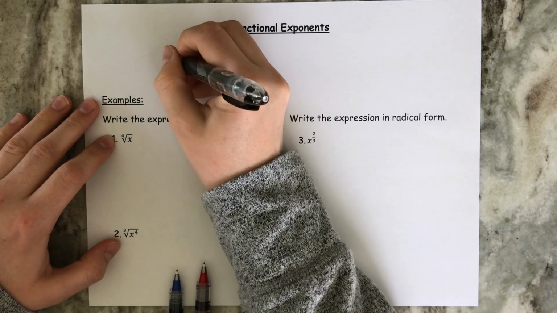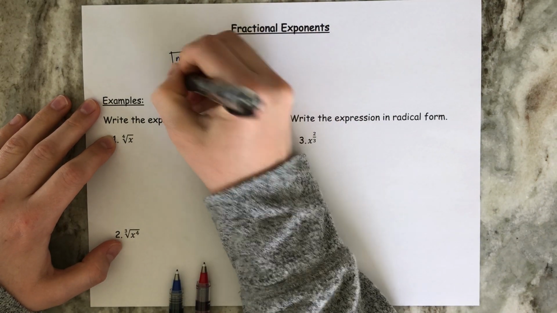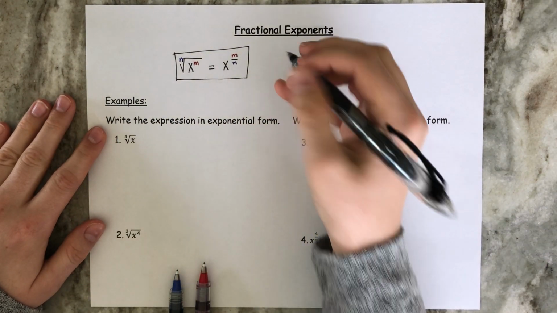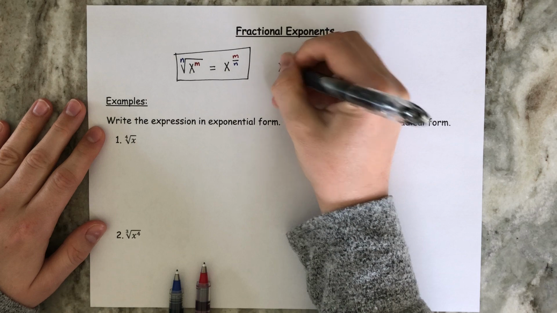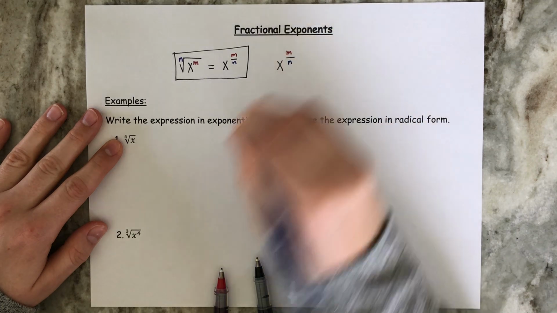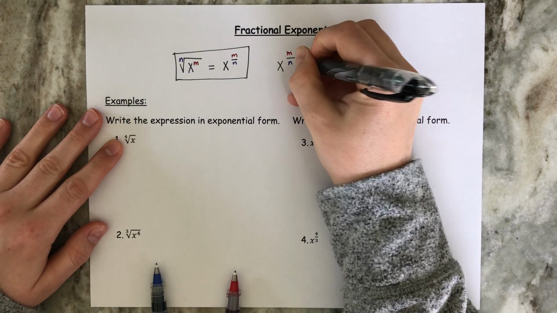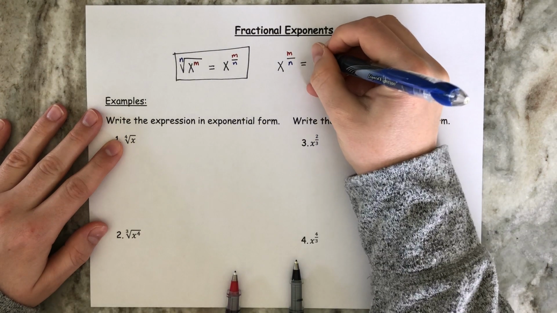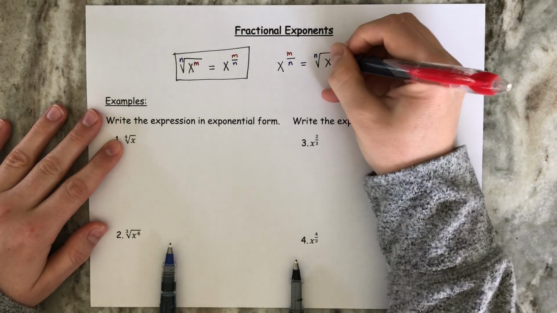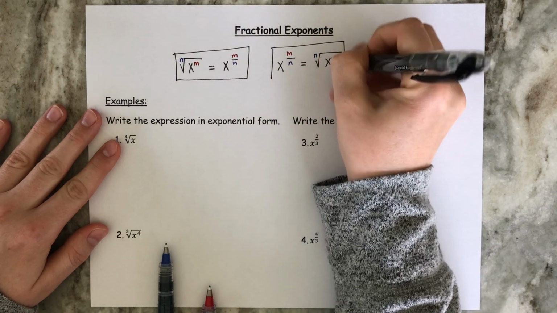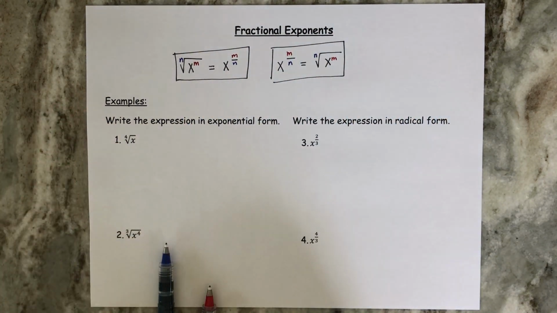So that is the general rule that we're going to be following. We can also write this rule flipped over the other way. So we could say if I have x to the power of m over n, I could write that as a radical. So that is equivalent to the nth root of x to the power of m. So both are the same expression, just flipped over on the equal sign.